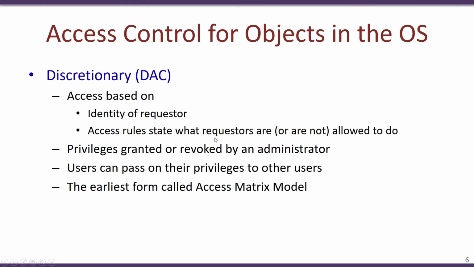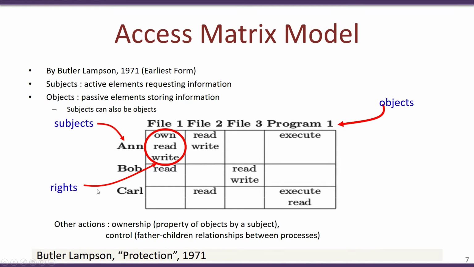In a typical Unix-like operating system, all of these privileges of who can access what are typically managed by the administrator. The administrator, such as the root user of the particular Linux or Unix system, can decide what privileges can be granted or revoked. Users would be able to pass on privileges from one user to another. We will look at one of the earliest forms, which is known as the access matrix model. The access matrix model looks like this.